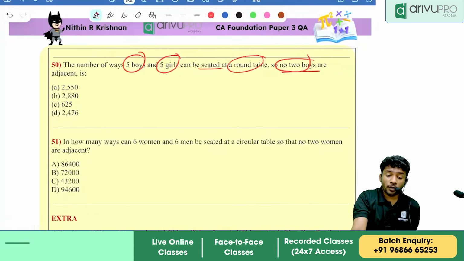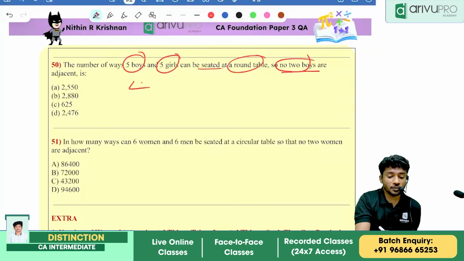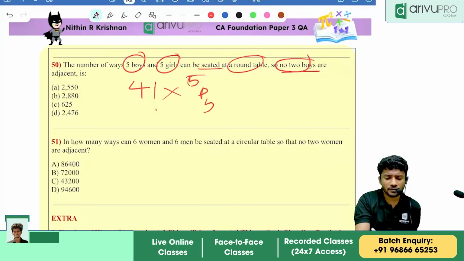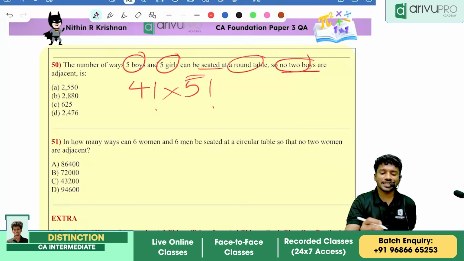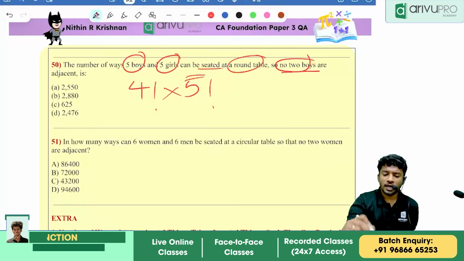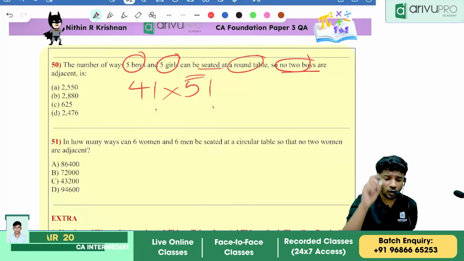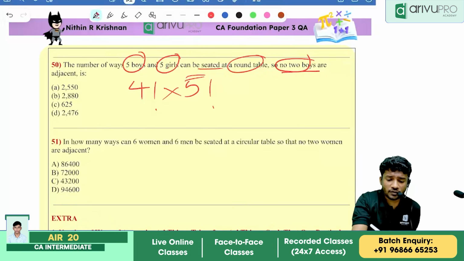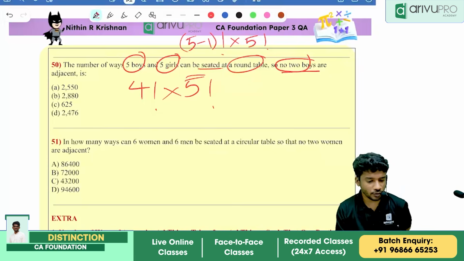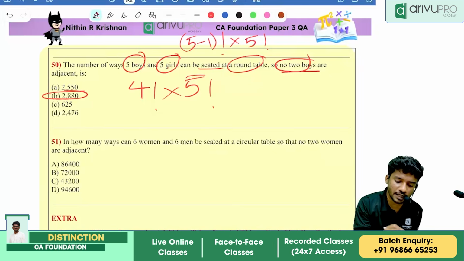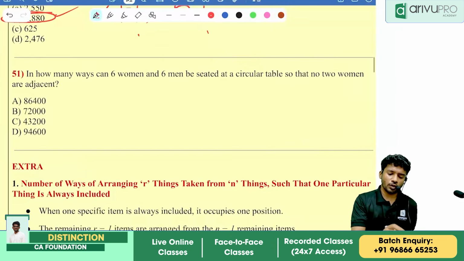Girls, not 2 boys means girls minus 1. That is how much? 4 factorial into boys P or girls P boys. How much is it? 5P5. That is nothing but 5 factorial. Or I can say it in a way, when the number of people are equal and no two boys are sitting or they are sitting alternately, I can say first value minus 1 factorial into second value factorial. 5 minus 1 is 4, so 4 factorial into 5 factorial. How much is the answer? 2880. Look at the next question.